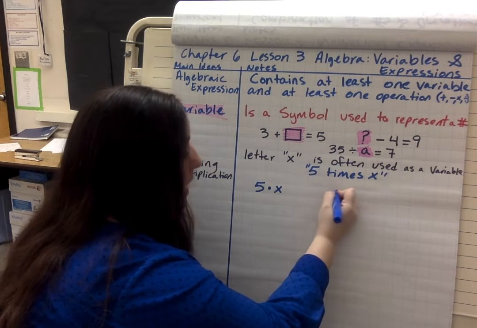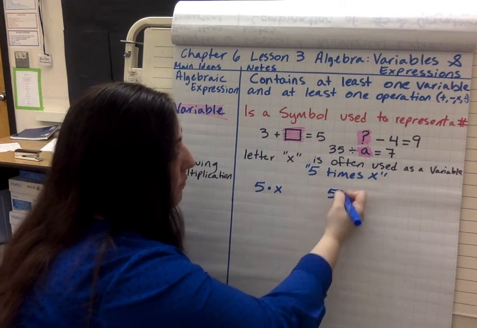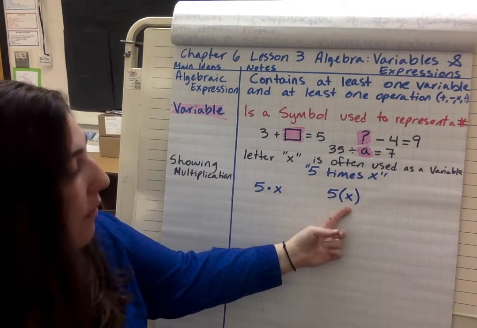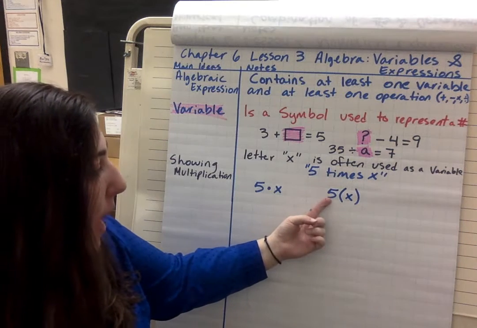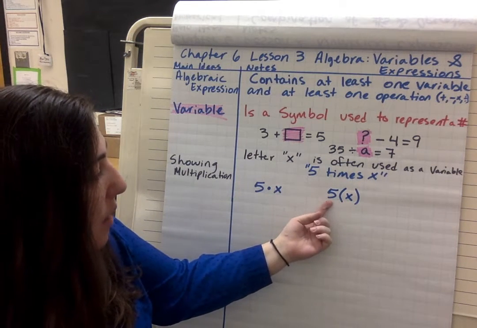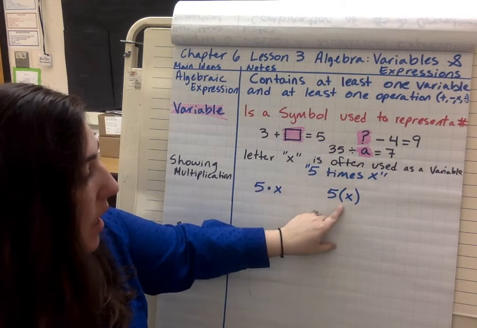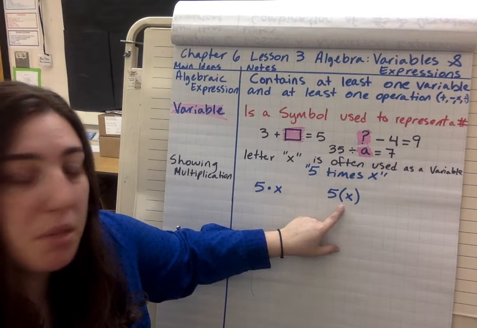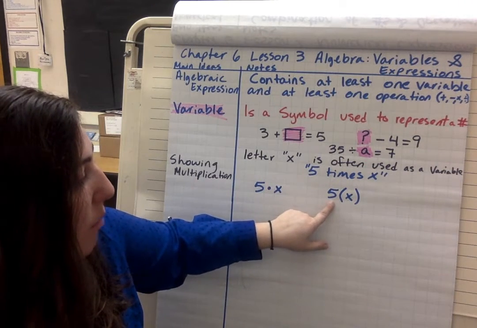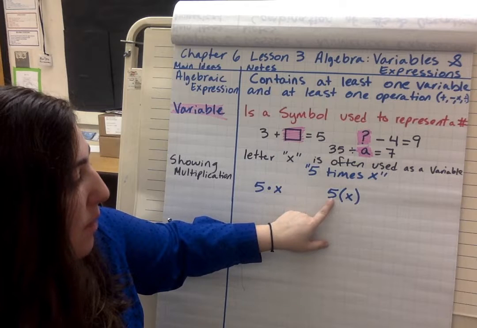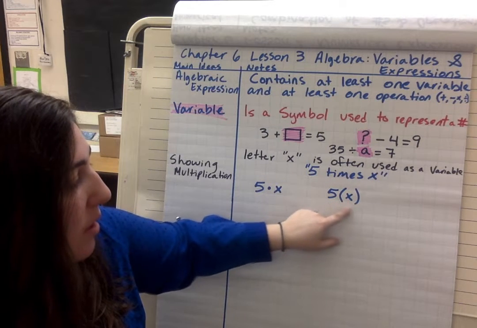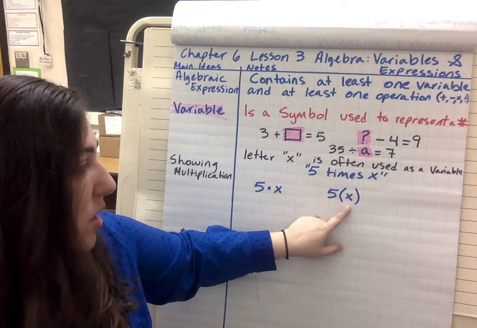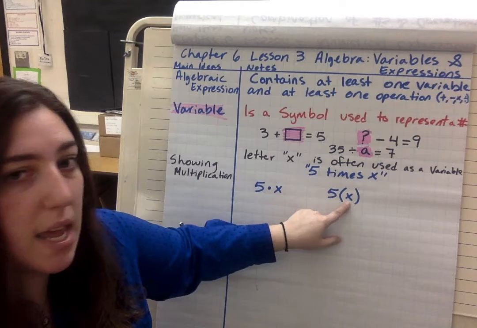Another way is by writing the number, and in parentheses you have another number or a variable. Okay, so 5 times x. This number, when it's close to the parentheses with no space in between and no operation in between, tells you that we are multiplying. This 5 is being multiplied by whatever is inside the parentheses. In this case, it's just x. So it's 5 times x.